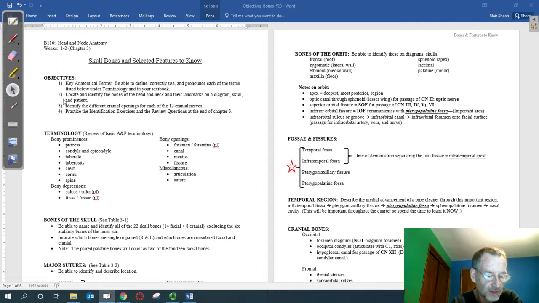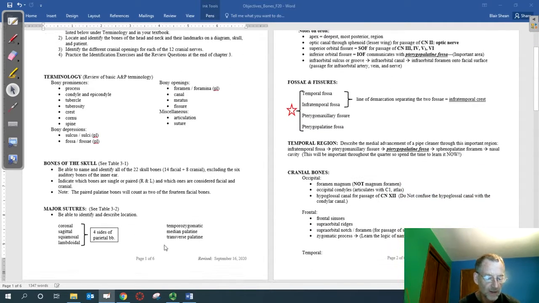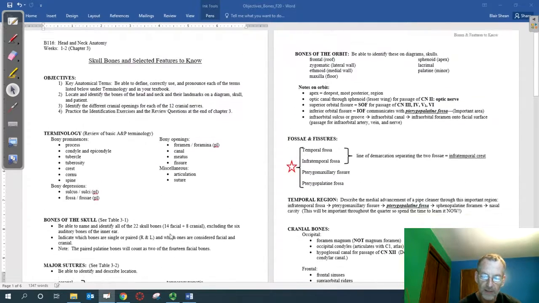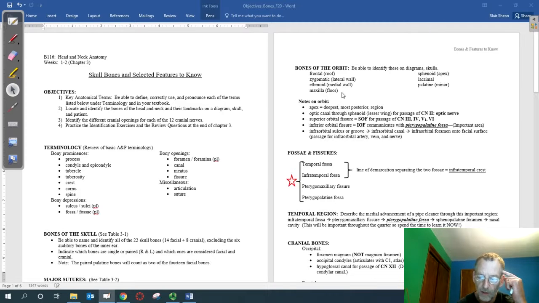So at any rate, you've read the objectives, you've flipped through the terminology, you've learned some of those terms. Sometimes I might do a little matching question on an exam, but that's terminology that we'll be pretty much using, so you should learn that. Bones of the skull, we've gone through that. I'm just reading down the list of page 1. We've done the major sutures, we did that. We did bones of the orbit.